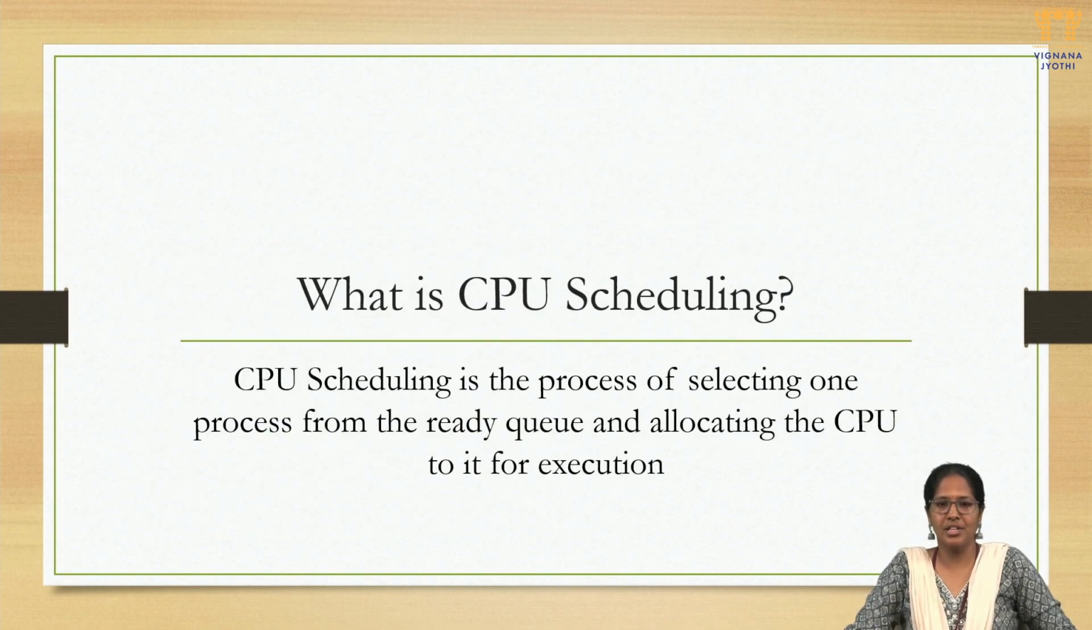Based on this analogy, we can now define CPU scheduling. CPU scheduling is the process of selecting one process from the ready queue and allocating the CPU to it for its execution.